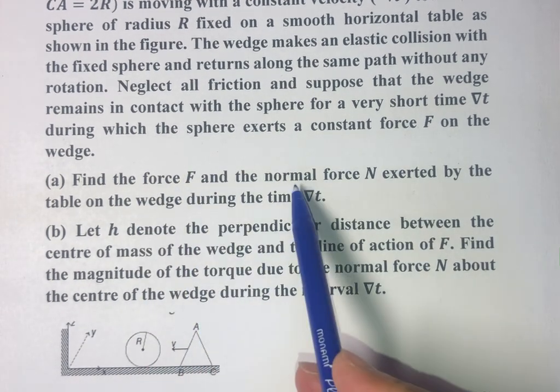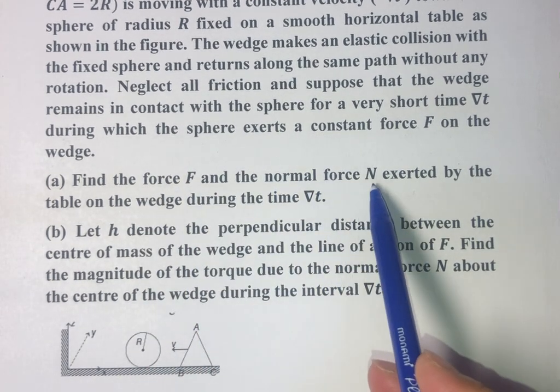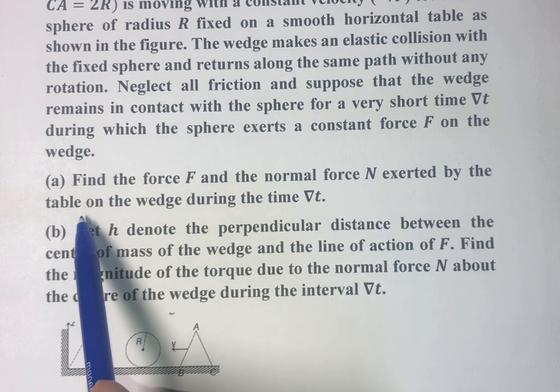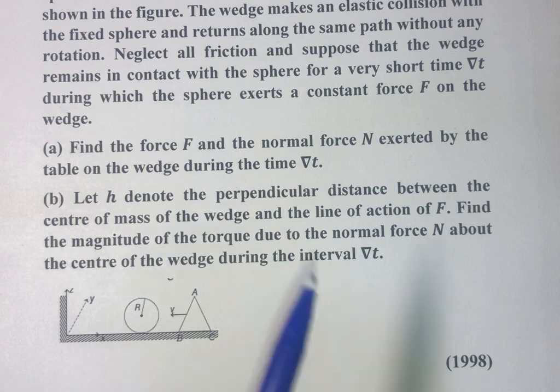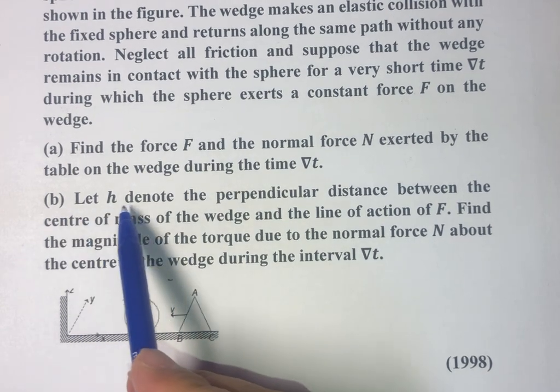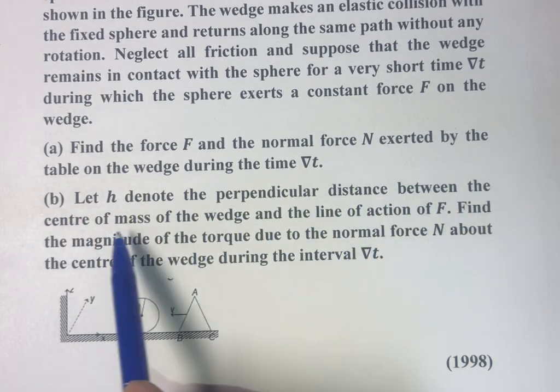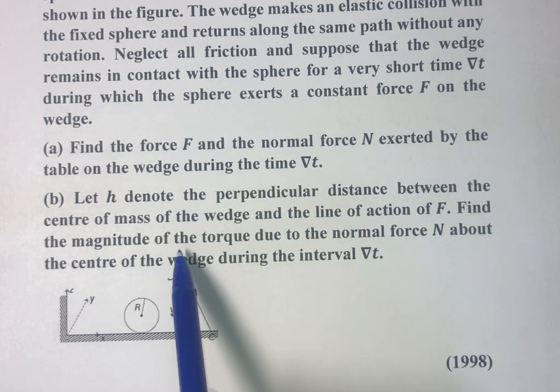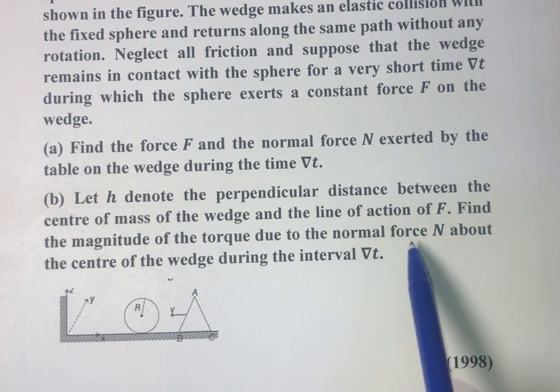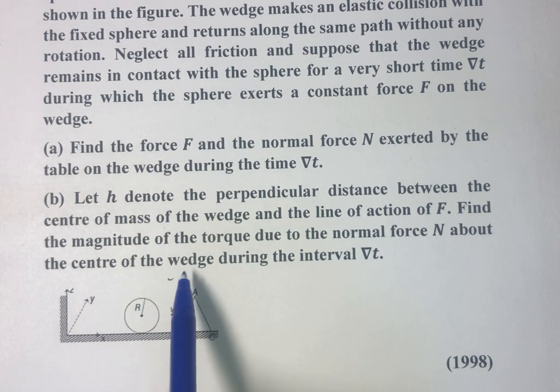Find the force F, and the normal force N exerted by the table on the wedge during the time delta t. And part B: let H denote the perpendicular distance between the center of mass of the wedge and the line of action of F. Find the magnitude of torque due to normal force N about the center of the wedge during the interval delta t.